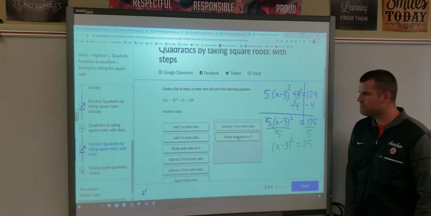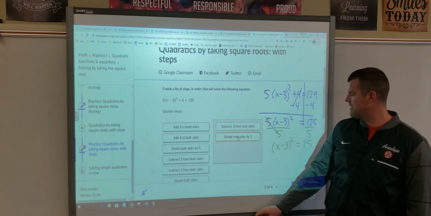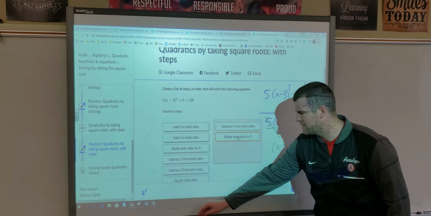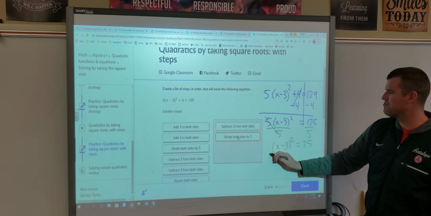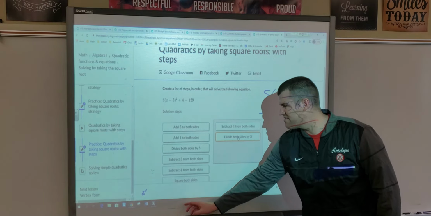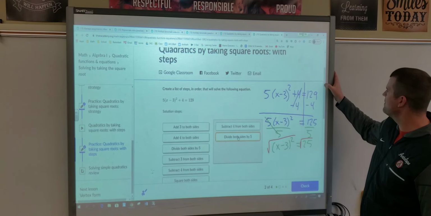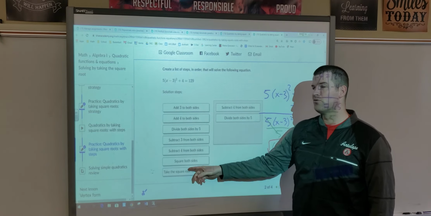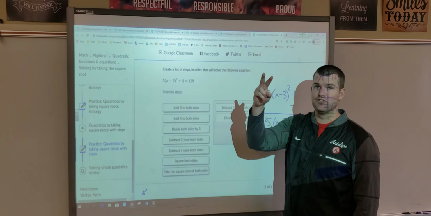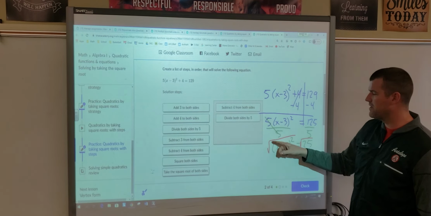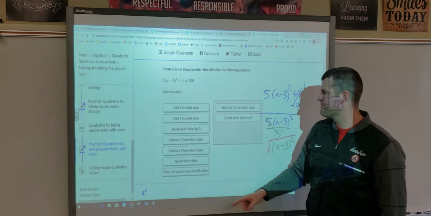Step number 3, now that we have the part that's squared by itself, I can take the square root of both sides. So, not squaring both sides, that's different. We're taking the square root. Squaring is when you put the little 2 on top and you multiply it by itself. Taking the square root is when we actually take the square root. So don't get those mixed up.